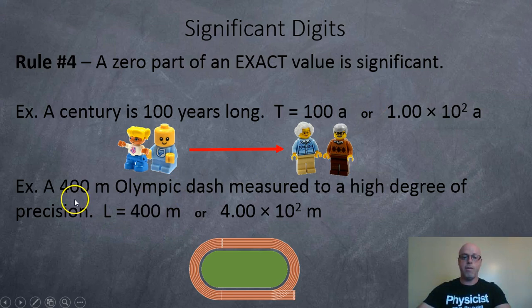And then down here we have a 400-meter dash. Okay, so when they measure these for the Olympics, they may be 399.998 or 400.001 meters. They're very fine, well-measured values, so they are exactly 400 meters. So in that case, you have to keep the decimal places.